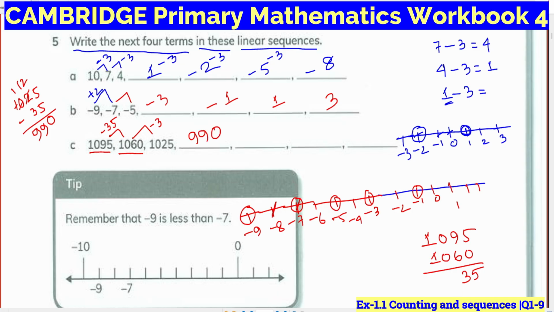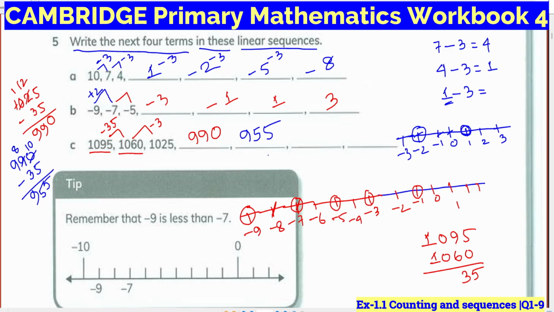What next? Next, 990 minus 35. So this 0 becomes 10. 10 minus 5 is 5. 9 becomes 8 because we already gave 10 to this 0. 8 minus 3 is 5, and here is a 9. So here is 955.